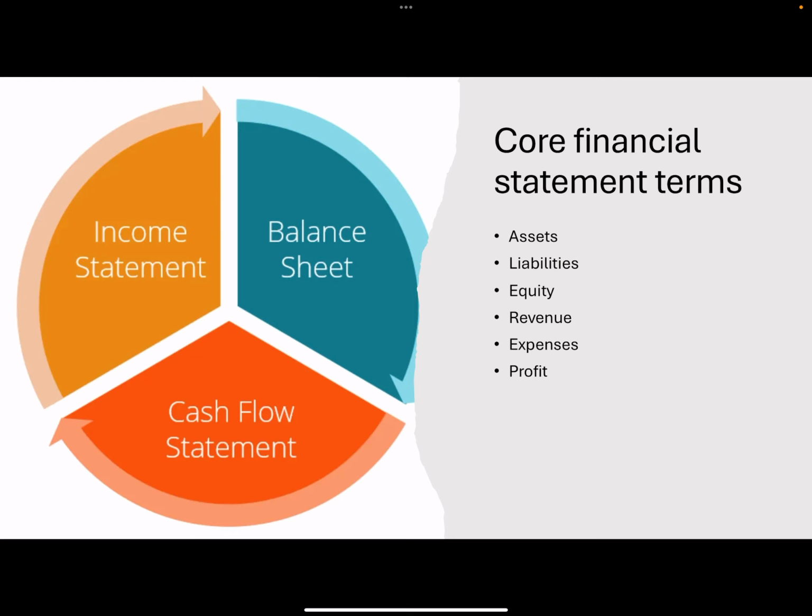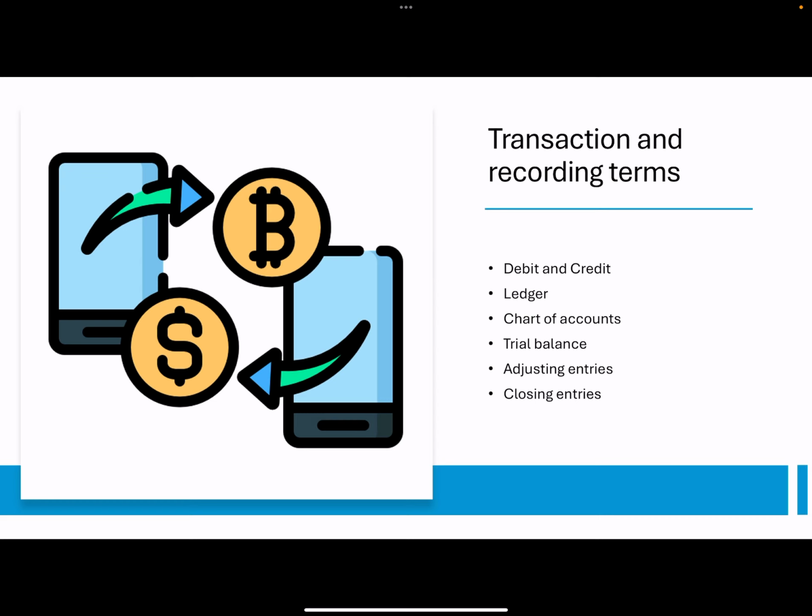Profit: gross profit is calculated from revenue, take away the cost of goods sold, and the operating profit is the gross profit, take away the operating expenses. The net profit is the operating profit, take away the taxes and interest. Next, the transaction and recording terms. Understanding these is essential for day-to-day accounting work.